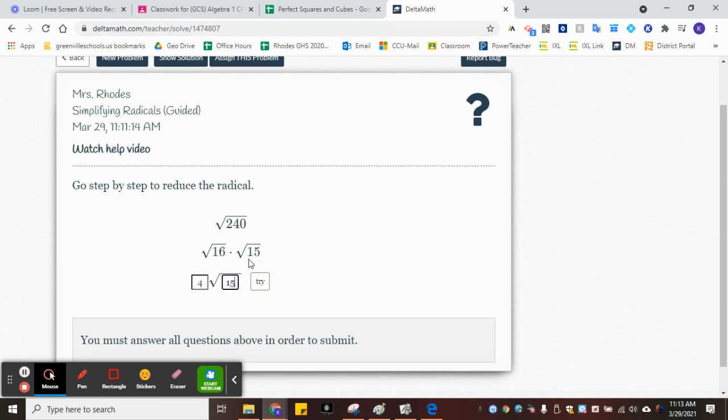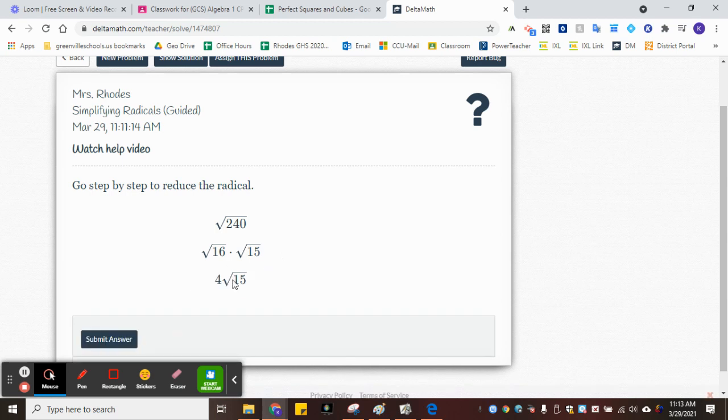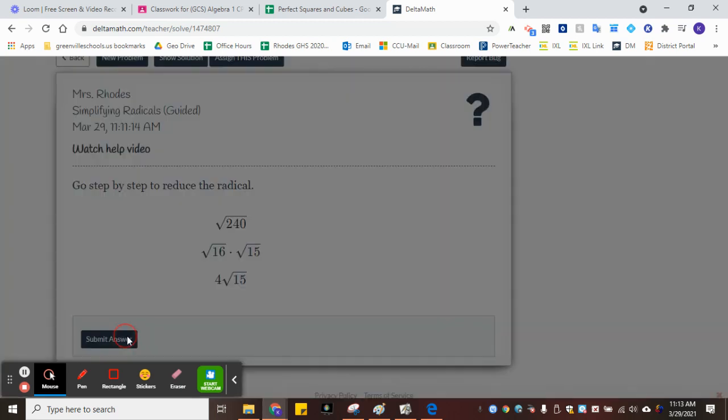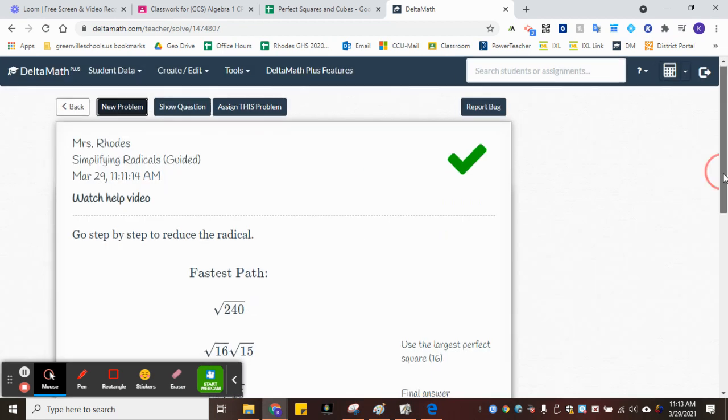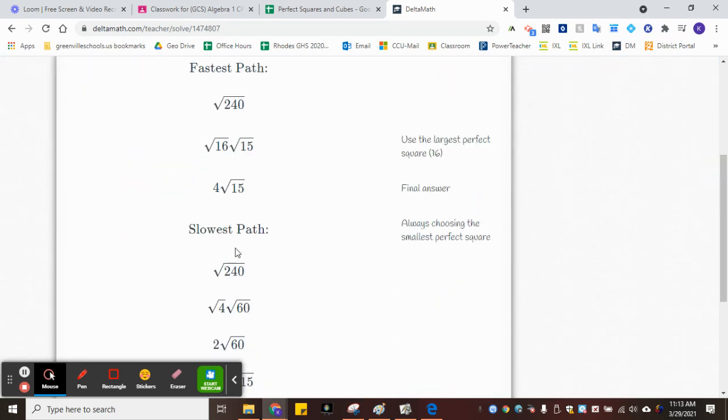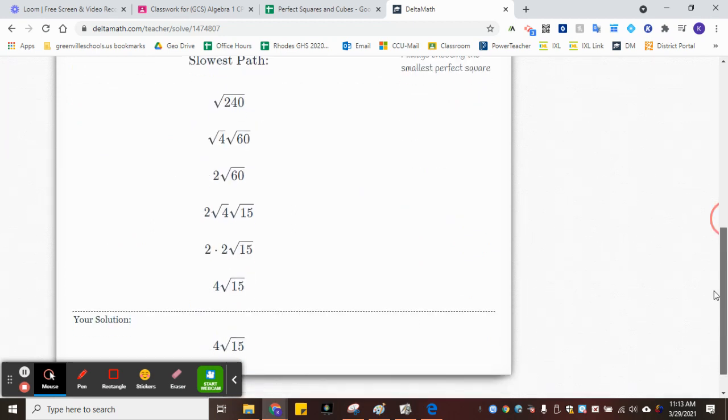And so then that's my answer. So that is what you're doing. And it says fastest path because there is the slowest path. If you don't find the biggest square root, then you just have to keep going and going and going, and it takes a while.